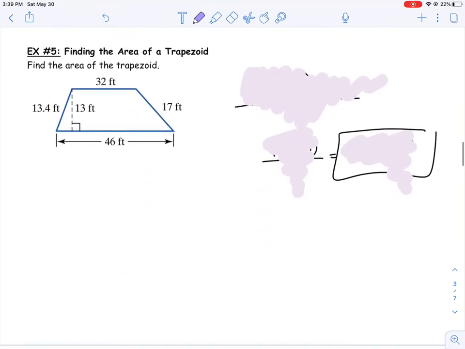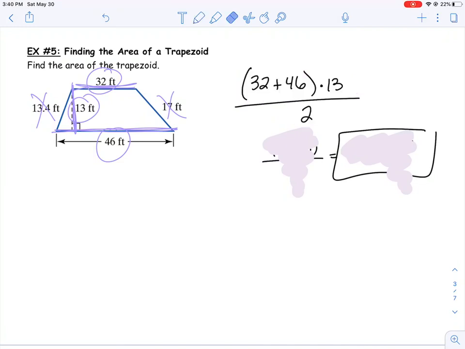Let me show you an example. Example number 5 gives us a trapezoid where we have our two parallel sides, and we want to find the area of this trapezoid. So my two bases, base 1 plus base 2, times the height, remember that's the distance between them, the perpendicular piece, the 13, divided by 2. Now they give us some extra information that we won't necessarily need, at least for this example anyway. You might need that if you were doing a perimeter or a circumference, something like that. But on this one, that's just extra information.